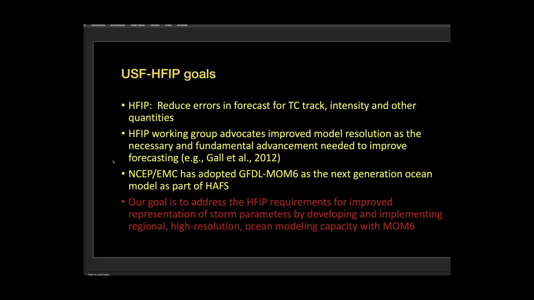So the goal of our particular project here in red is, again, to address the HFIP requirements for improved representation of storm parameters by developing and implementing regional high-resolution ocean modeling capacity within MOM6, the GFDL MOM6 model, which is the model that was chosen to be the next generation model for HAFS.